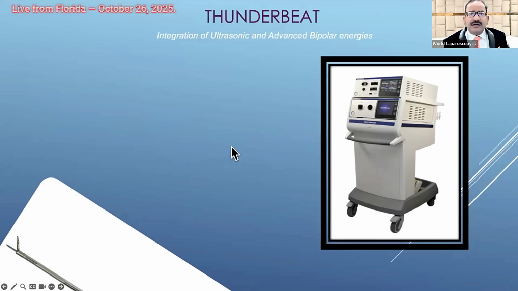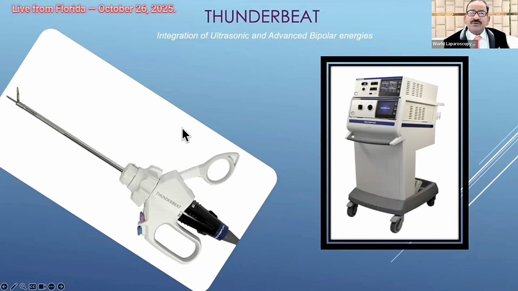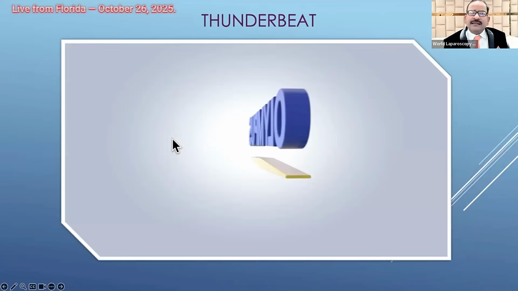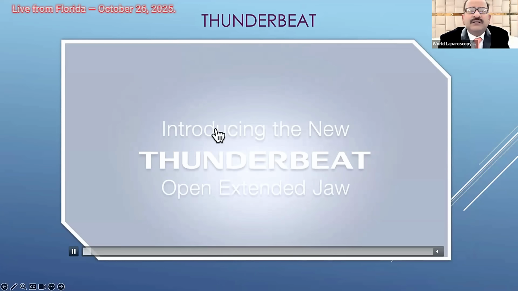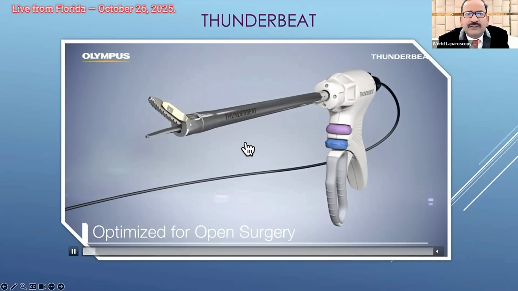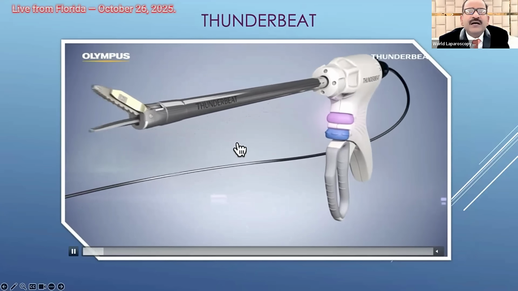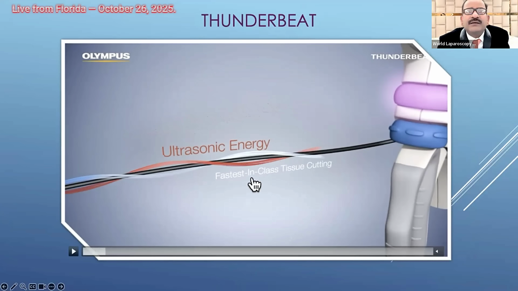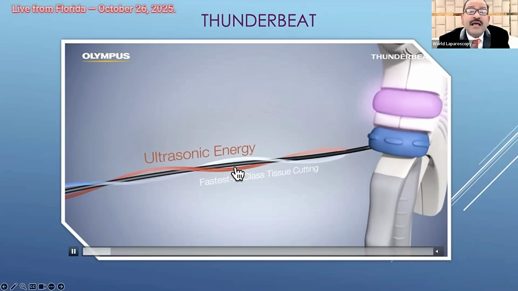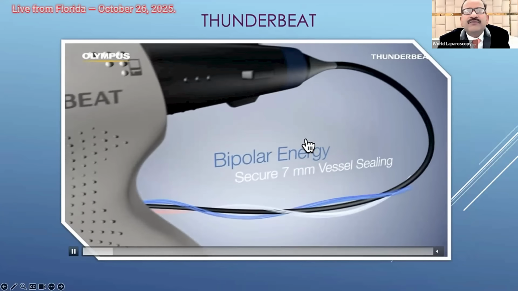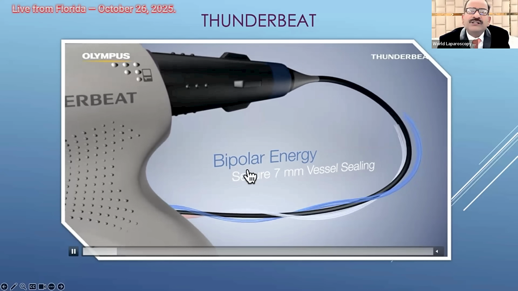Another is Thunderbeat. What is Thunderbeat? It is basically a mixture of the vessel sealer and the harmonic, both together in the same generator and same hand probe. That is from Olympus. So basically it is a mixture of LigaSure and harmonic. We all know that the harmonic scalpel uses ultrasonic energy. Ultrasonic is the fastest in its class for cutting, but it doesn't have very good coagulation, while bipolar is the best for coagulation. So in this instrument, both are together.